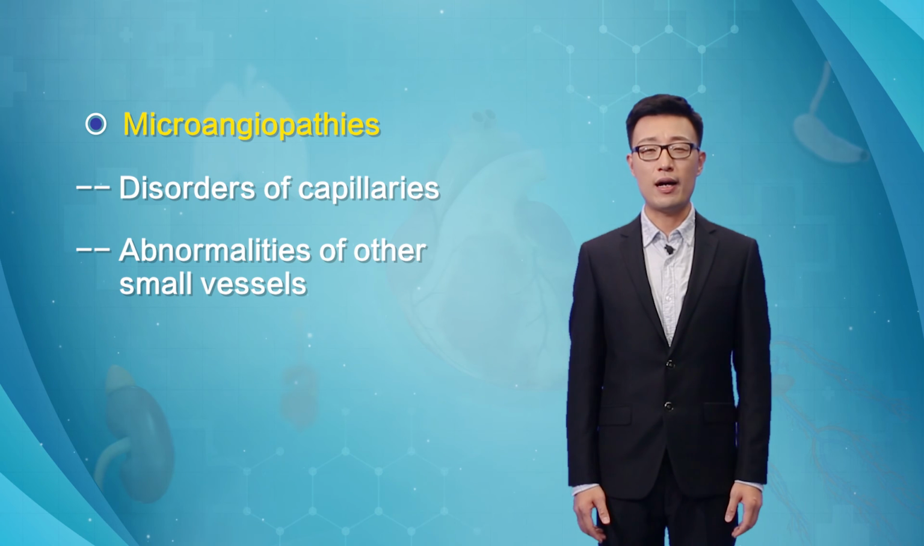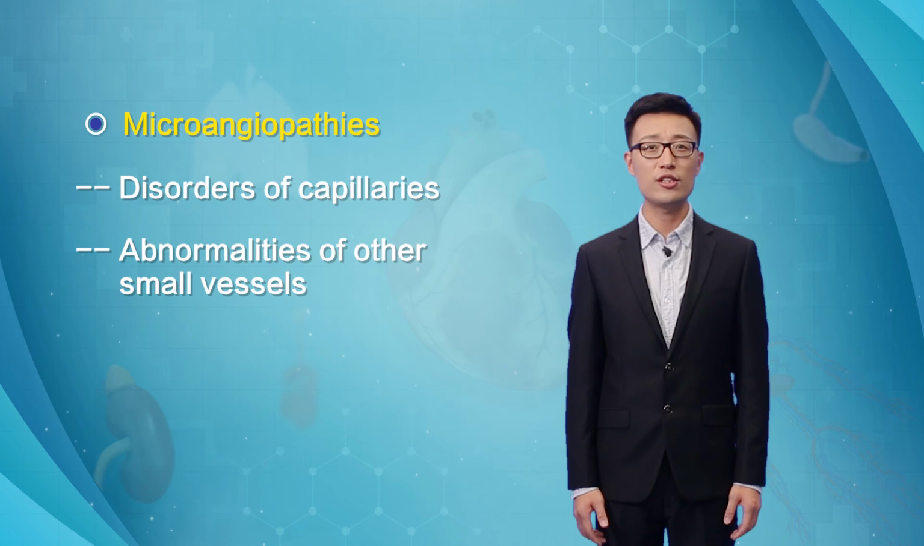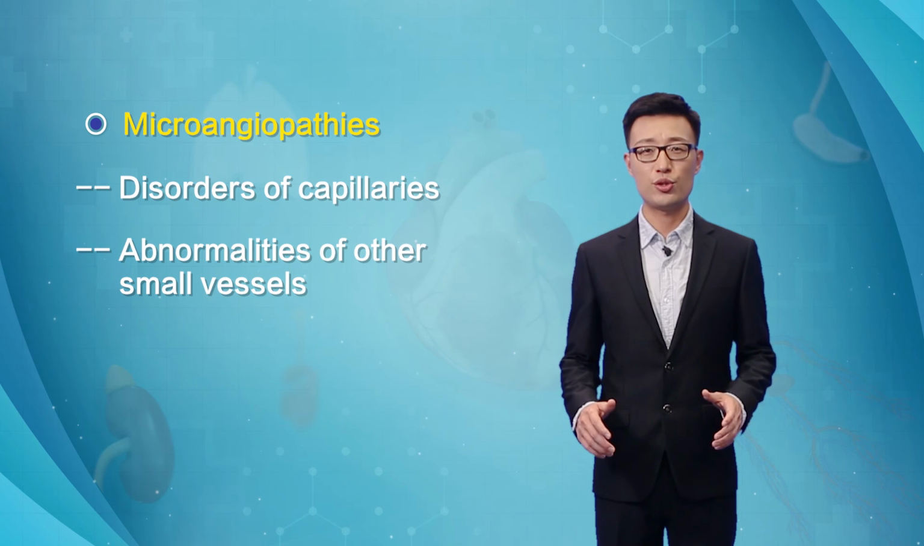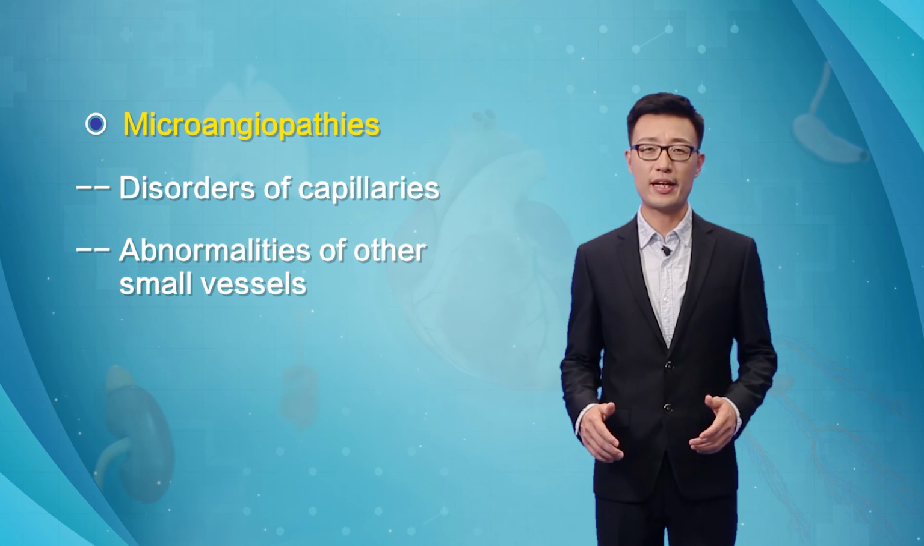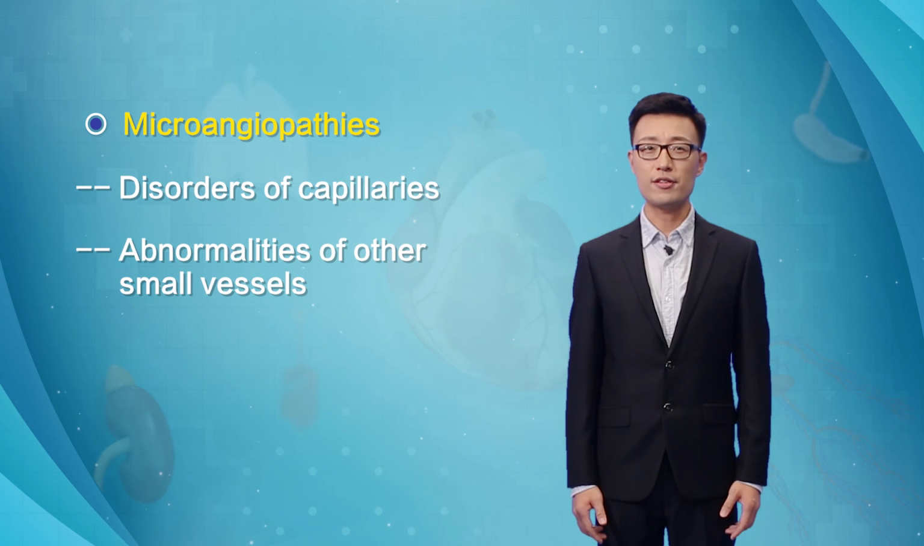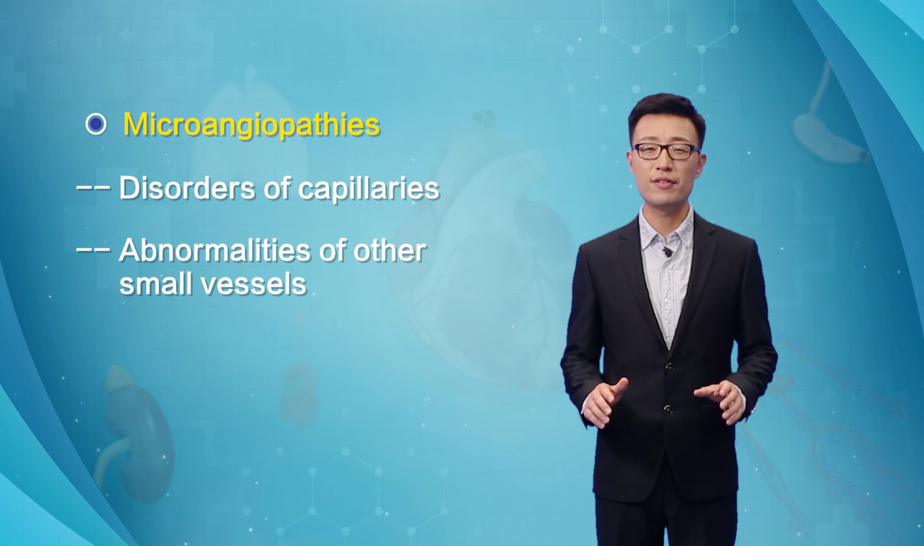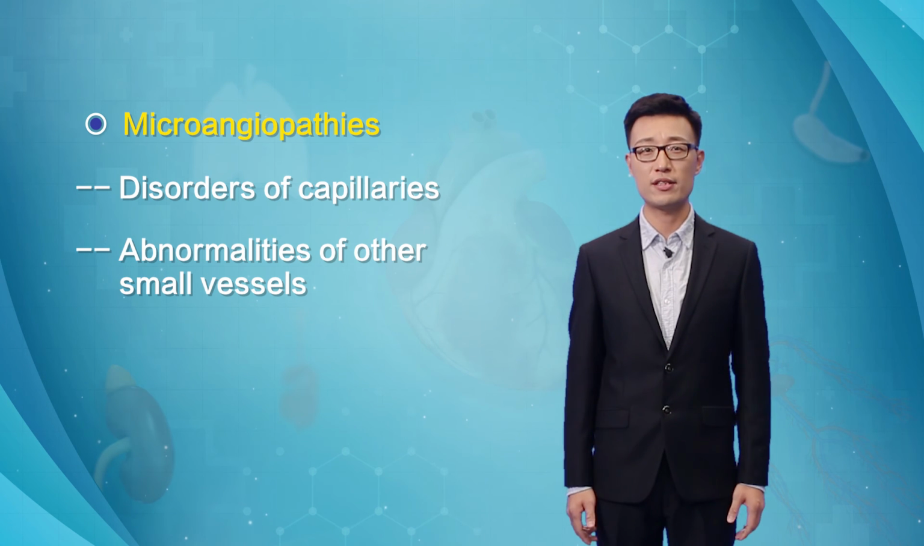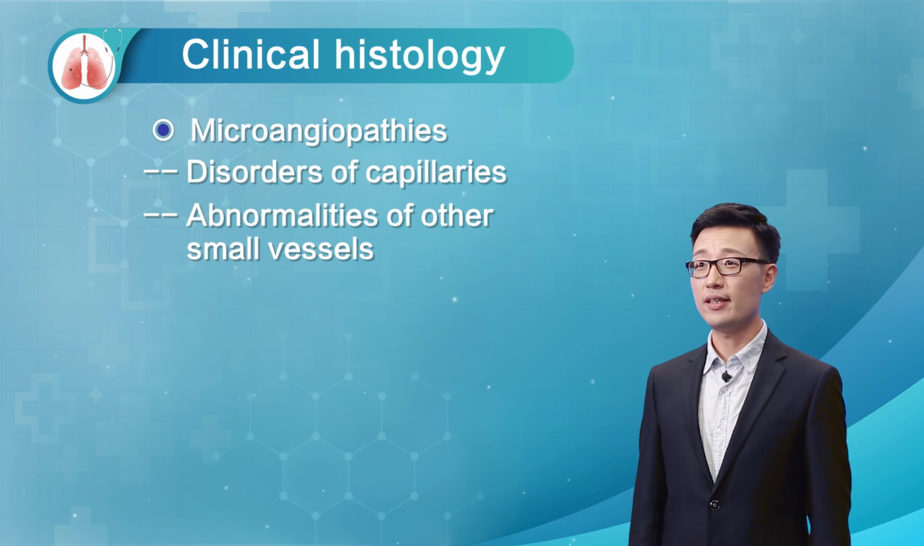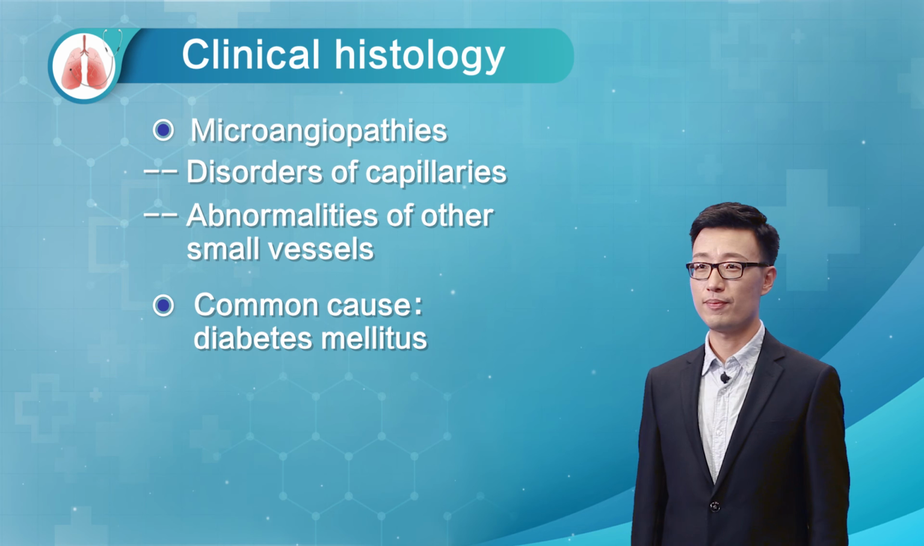As mentioned above, capillaries deliver nutrients and oxygen to tissue and carry away tissue metabolic products. The more active the tissue is, the more abundant the capillaries. Thus, any disorders of the capillaries may lead to severe malfunction of a specific tissue. One common cause of microangiopathy is diabetes mellitus.